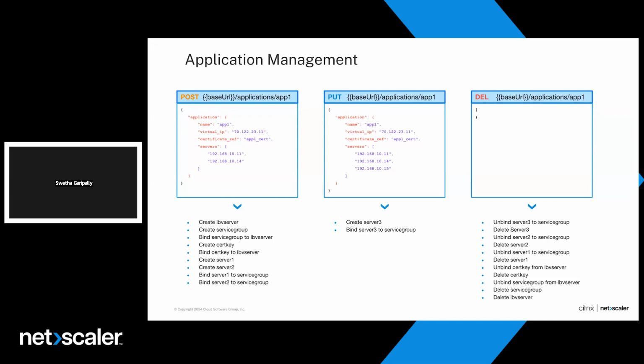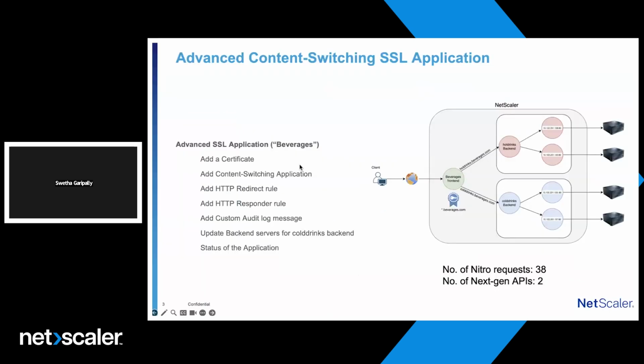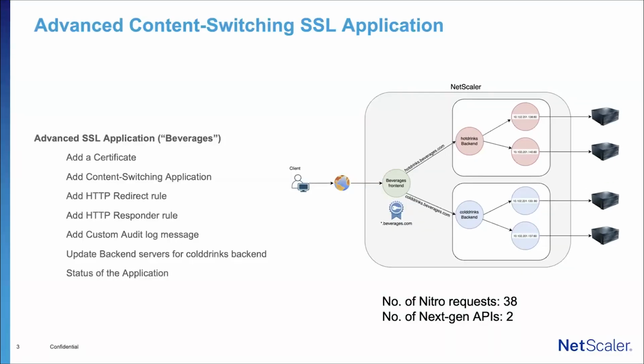Yes, so I'll just give a quick overview of the application that I'm going to configure through the Next Generation API. As Konstantinos was mentioning, the goal of the Next Generation API is to simplify application configuration on NetScaler. So here I'll be taking a content switching based application, a beverages application, a simple example application. This is the front end of the application, which is listening on a specific VIP and port, and it has 2 backend applications, just calling them hot drinks and cold drinks backends. And this front end is also doing the SSL offload, so we have a certificate associated with it.